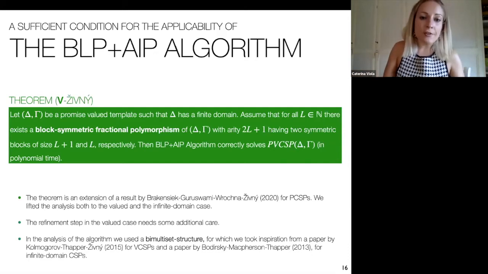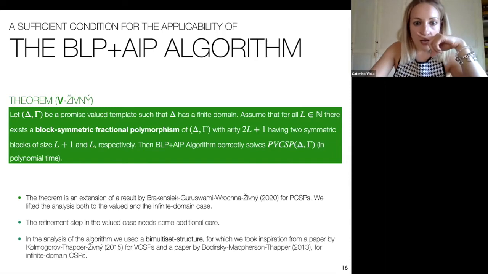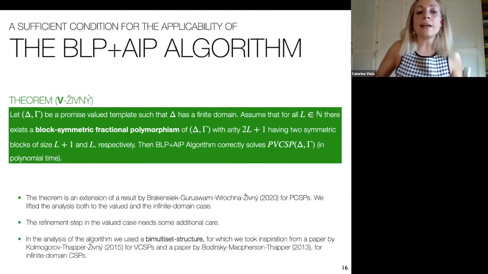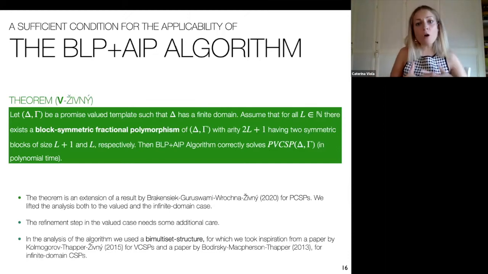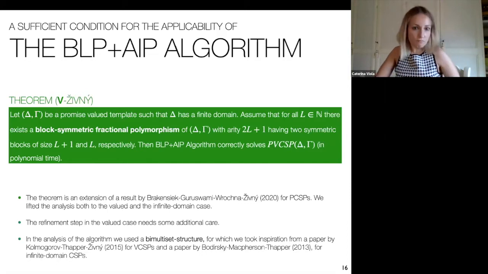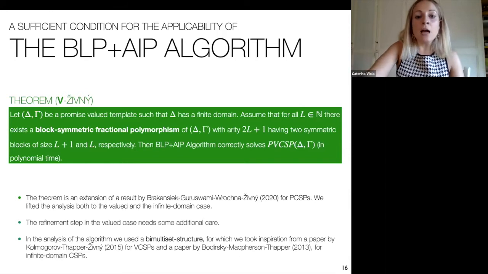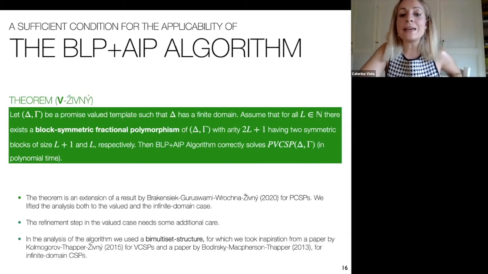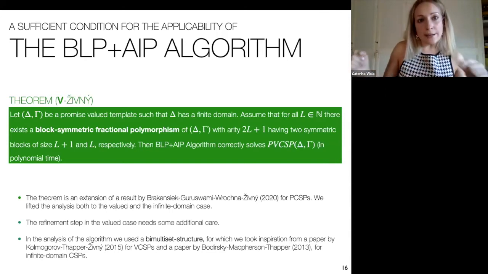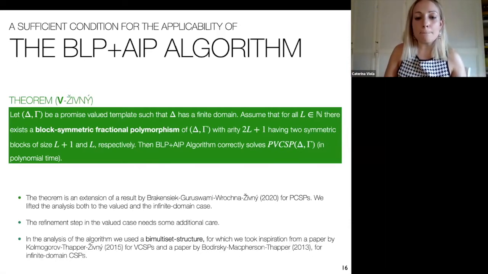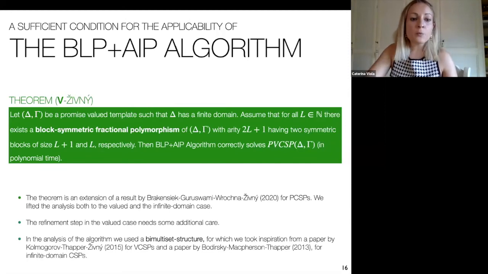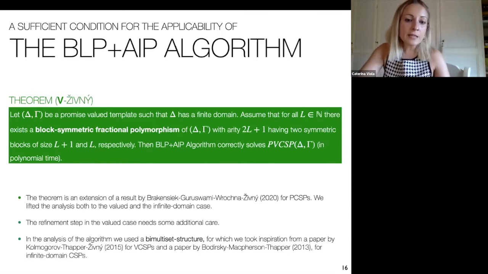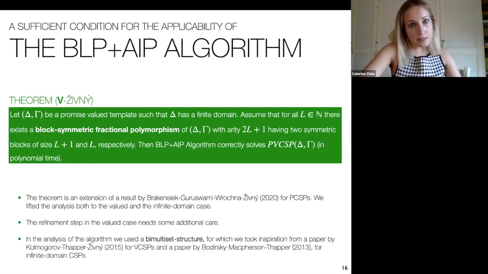So this theorem is an extension of a result by Brakensiek, Guruswami, Wrochna, and Živný from 2020 for PCSP that was presented some weeks ago by Joshua. And what we did is to lift the analysis both to the valued and the infinite domain case. However, even if the algorithm is, from the feasibility point of view, the same, the analysis of the algorithm required more attention. In particular, the refinement step in the valued case needed some additional care. And also, in the analysis of the algorithm, we used the notion of a bi-multiset structure, for which we took inspiration from two papers, one from Kolmogorov, Thapper, Živný from 2015 for VCSPs, and the other by Bodirsky, Mamino, and Viola from 2013 for infinite domain CSPs.